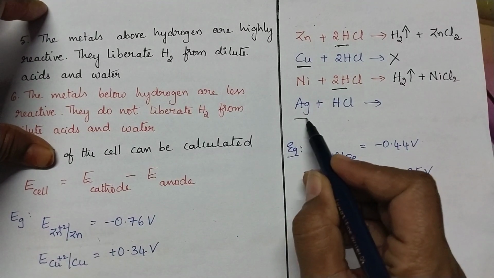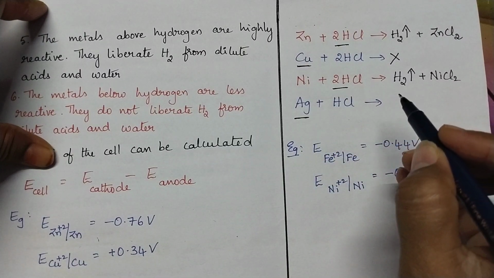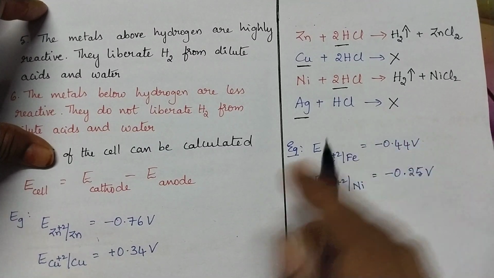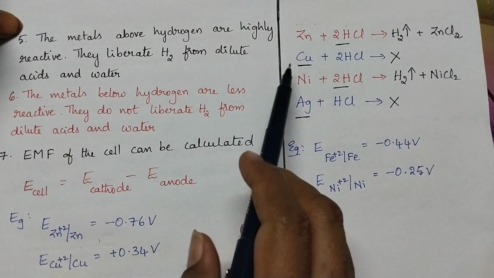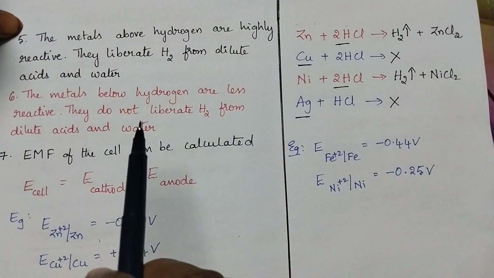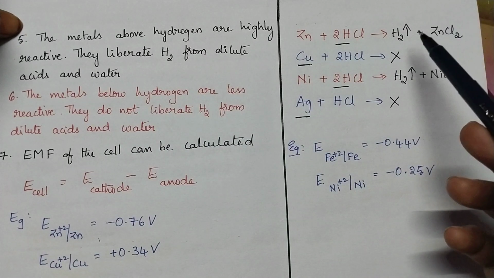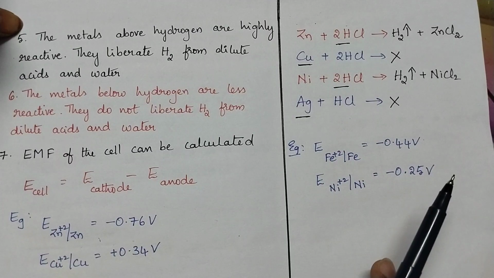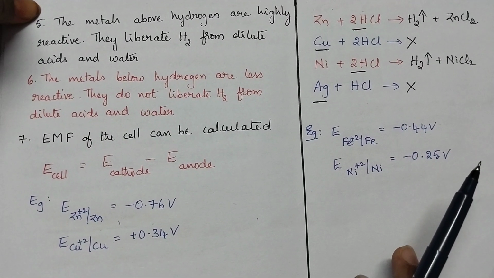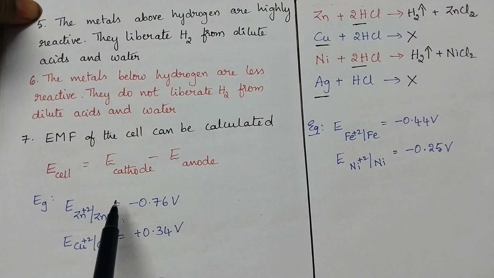Coming to silver, it is present below the hydrogen and hence it is noble, thus there will be no reaction. Clear, students? So from the position of the metal in the electrochemical series, we can predict whether the reaction is spontaneous or not, whether the reaction takes place or not. Clear, students?